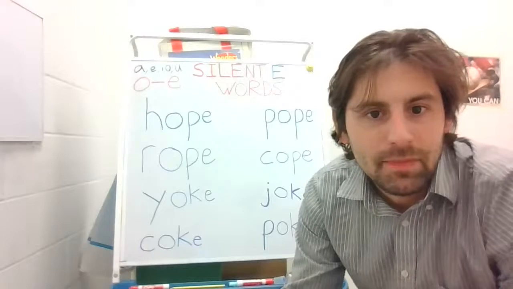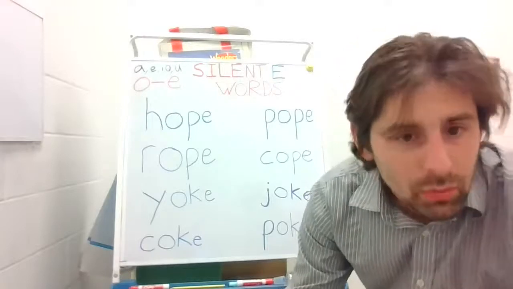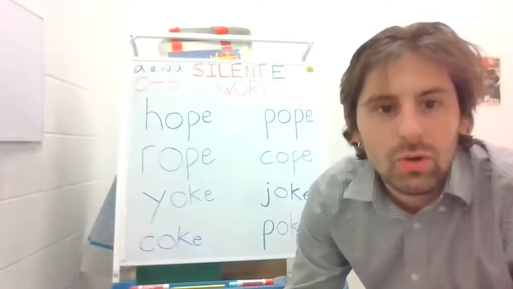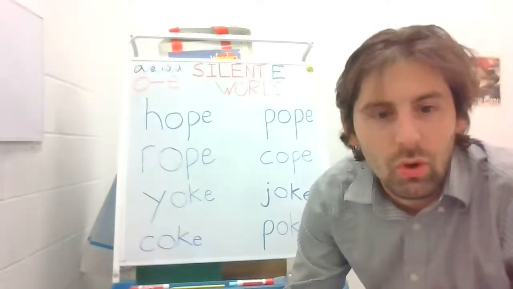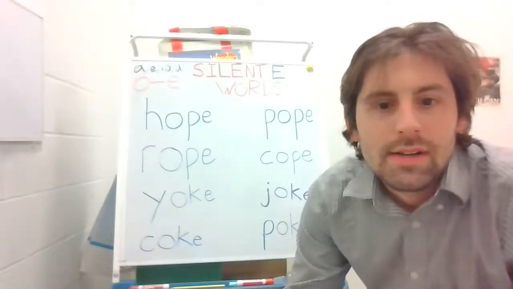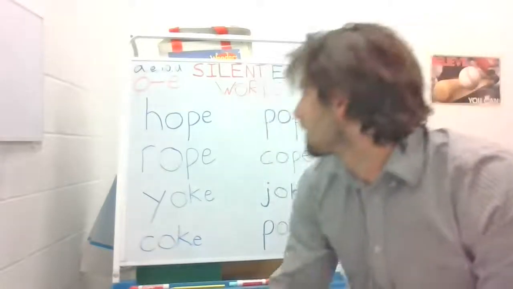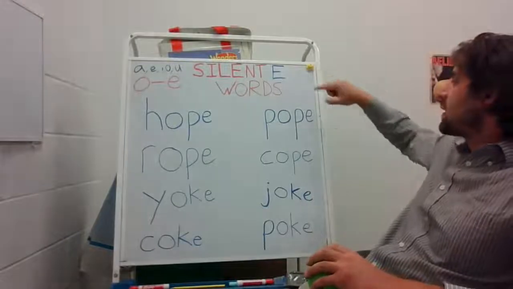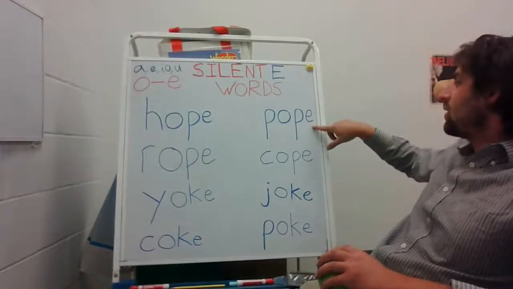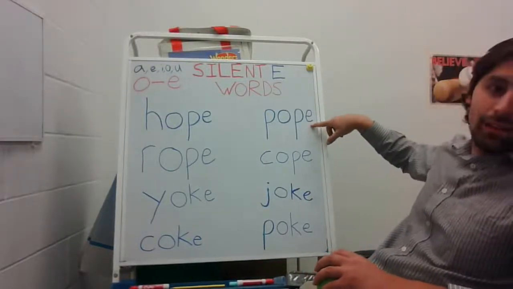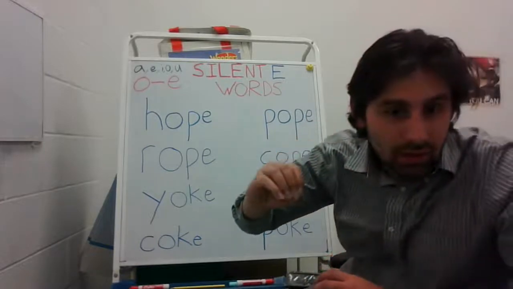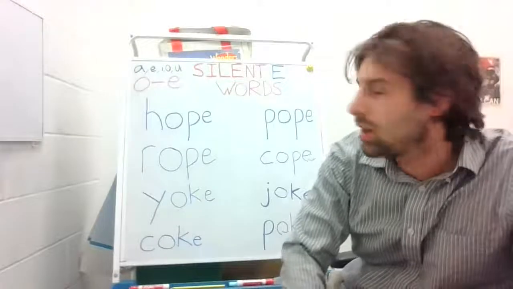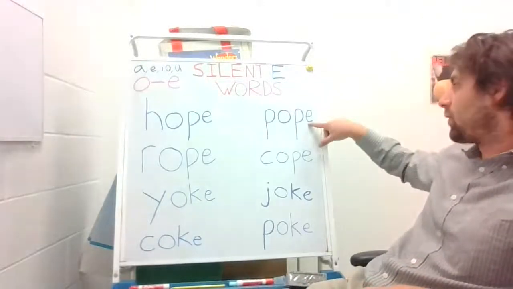So I'm going to review the rule for silent E words. They call it silent E, magic E, but basically when the letter E is at the end of a word, it is silent. The volume is on 0. The letter E does not make a sound. It does not make one sound when it is at the end of a word.